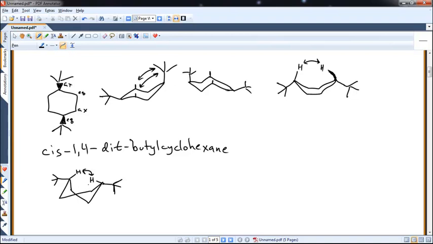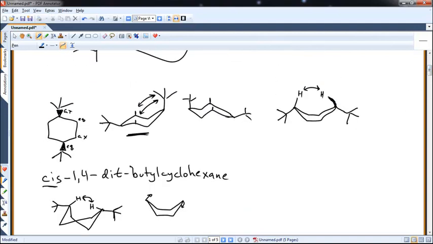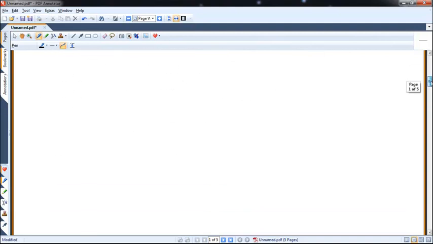So if you make a normal boat, and then you take this one and push it away from you, and you take this one and pull it towards you a little bit, that would be the twist boat. It's a little bit hard to see in 2 dimensions, but if you make the model, you'll see what I'm talking about. So when you get large groups in a cis 1,4 configuration, you can actually form twist boats rather than a bad chair or the other bad chair. Okay. So last time, like I said, what happens if we have multiple groups attached of different sizes?